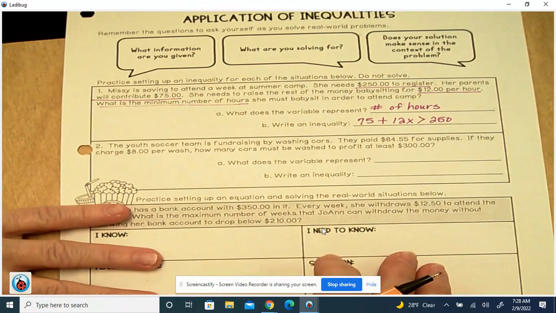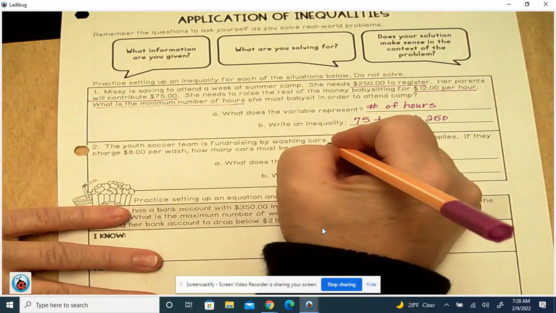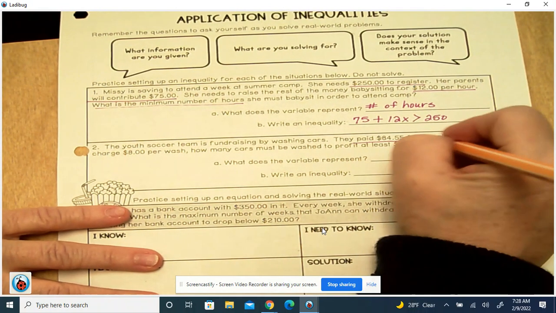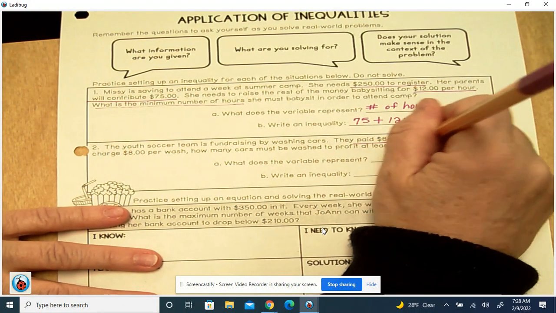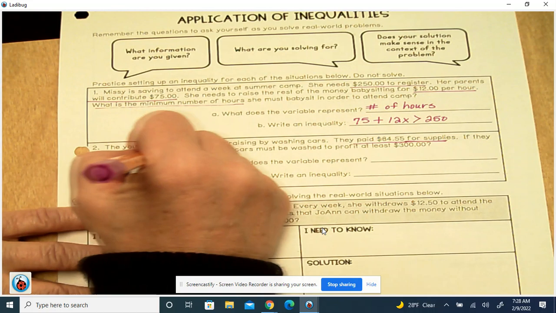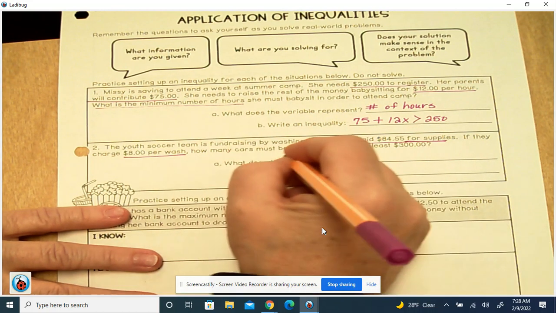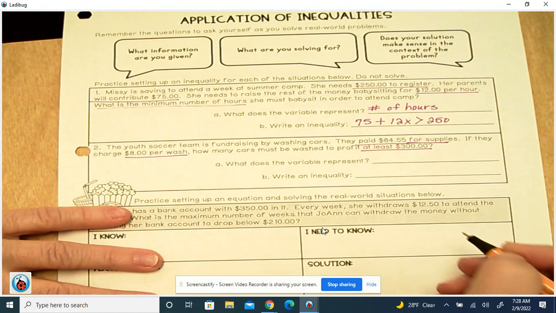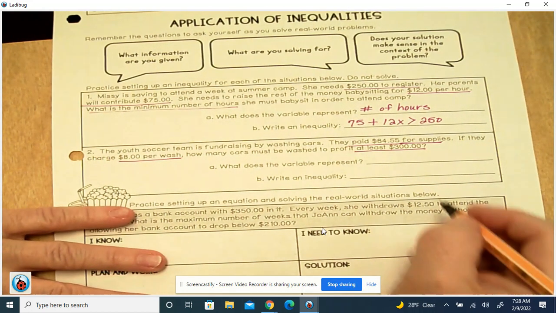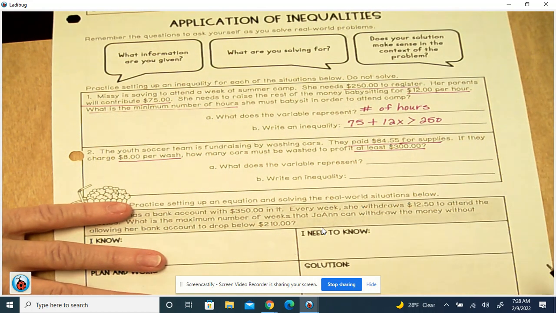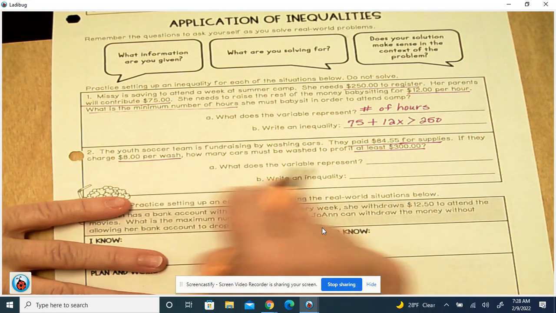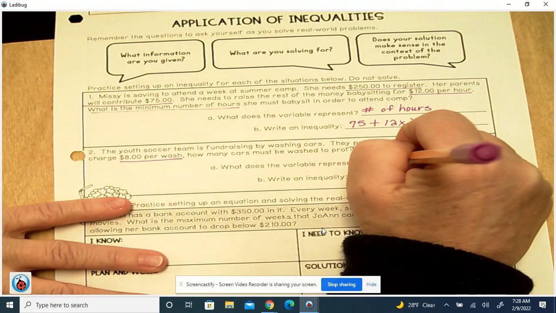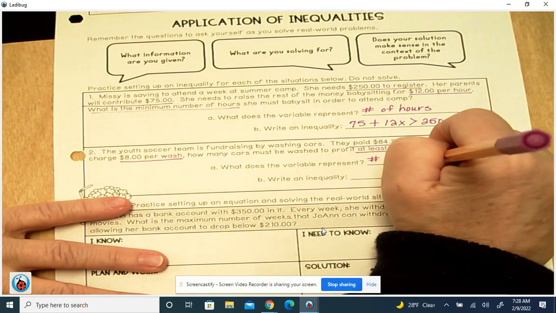Number 2, the youth soccer team is fundraising by washing cars. They paid $84.55 for supplies. That means we have to take that out. If they charge $8 per wash, how many cars must be washed to profit at least, that's the greater than or equal to column, $300? So how many cars? Our variable represents the number of cars washed.